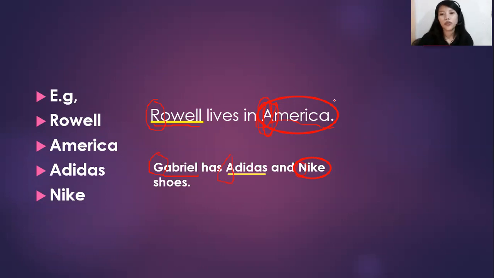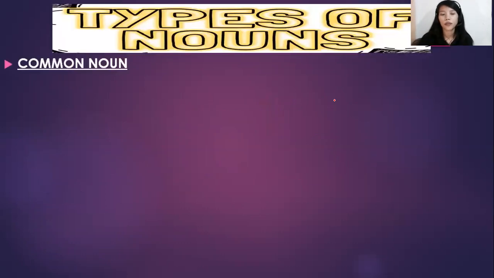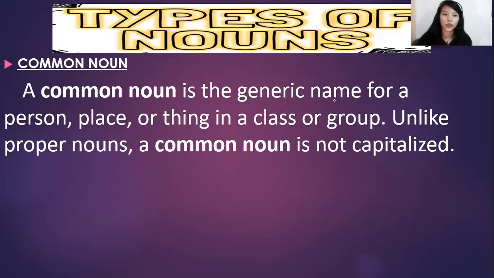Next, we move on to the second type of noun, which is the common noun. What is a common noun? A common noun is the generic name for a person, place, or thing in a class or group. Unlike proper nouns, a common noun is not capitalized.